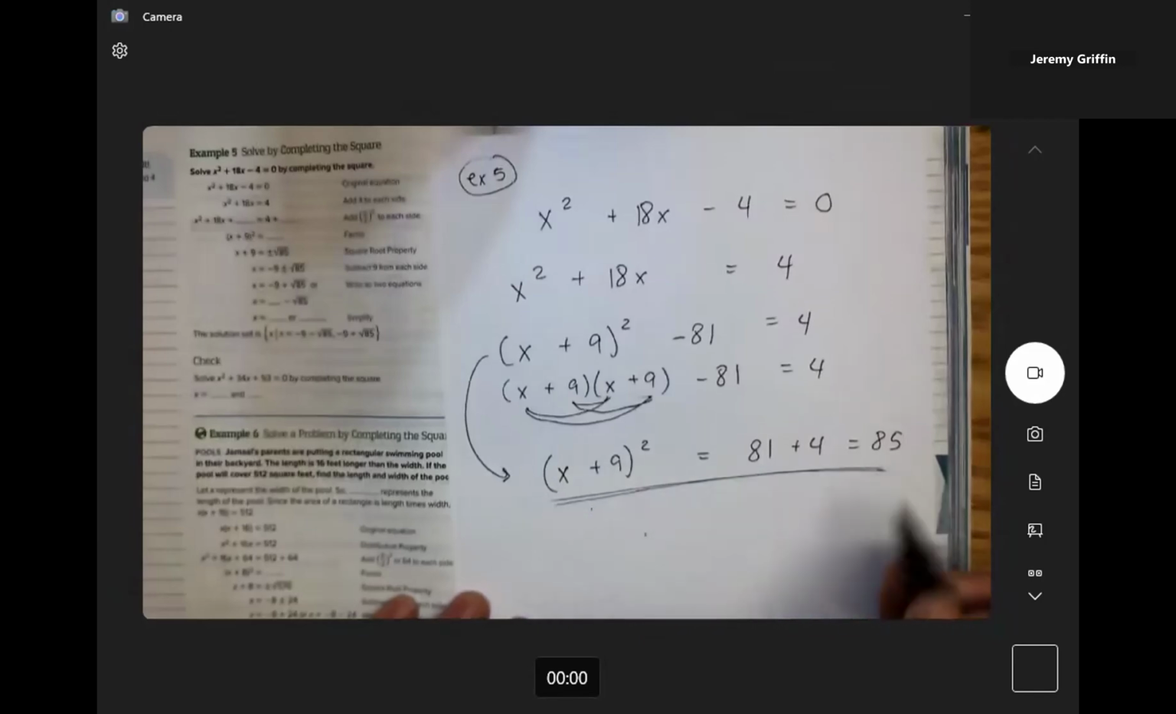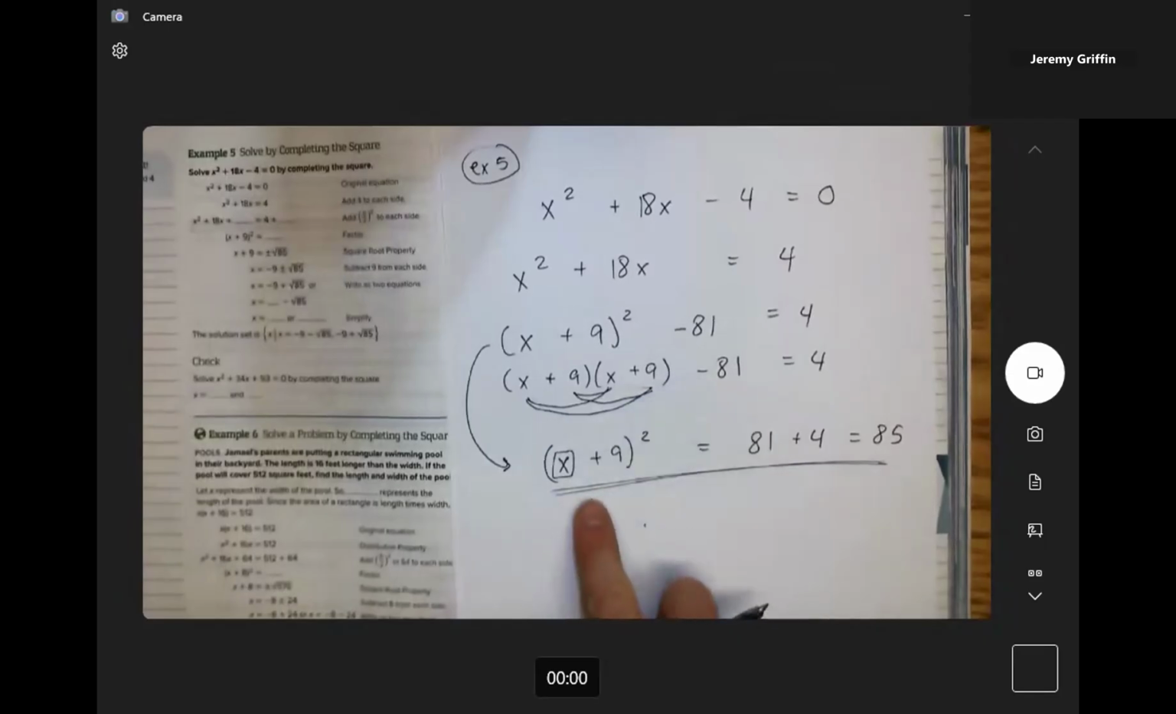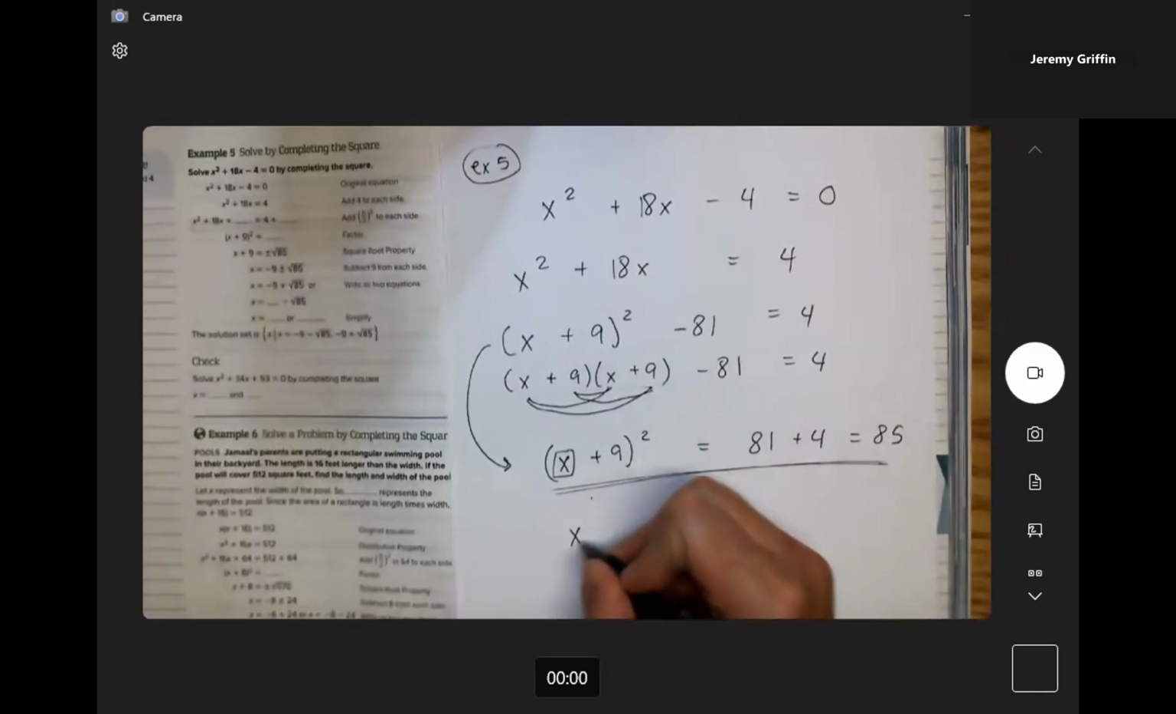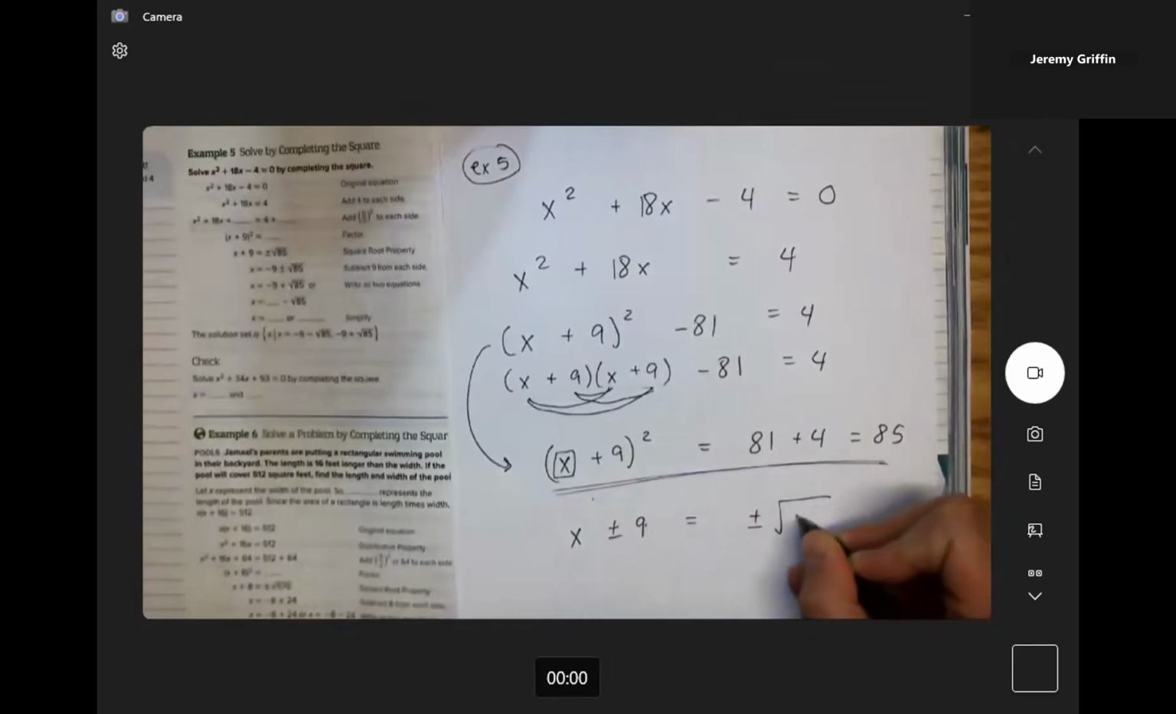Right, really critical step. I've completed the square, and now I can move forward and solve for x. So square root both sides. So x plus 9 is going to be a plus or minus root of 85.